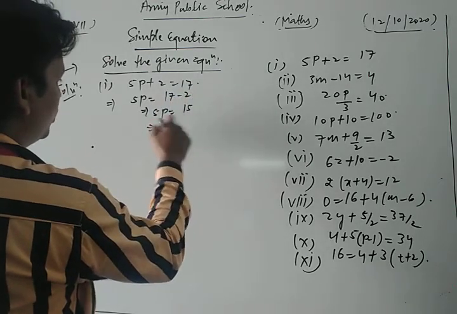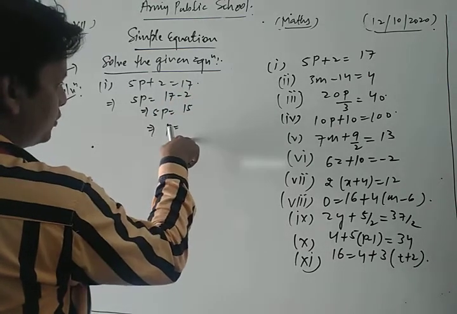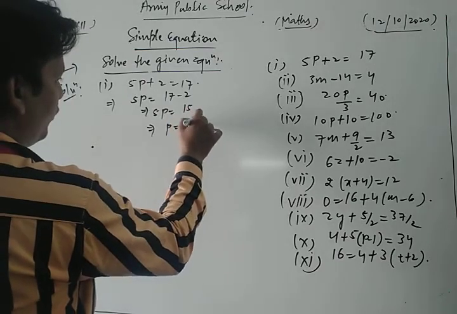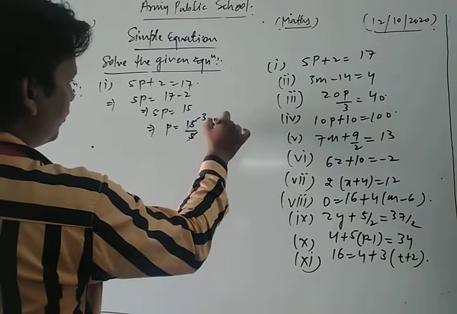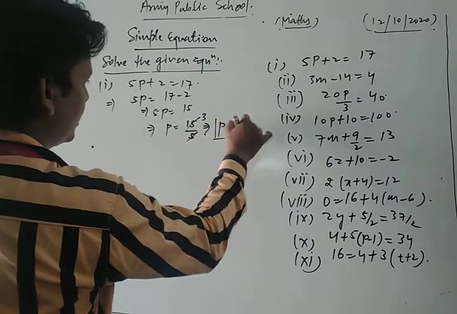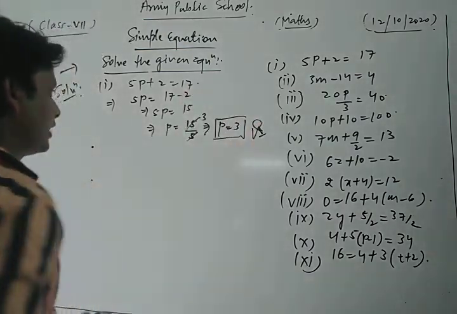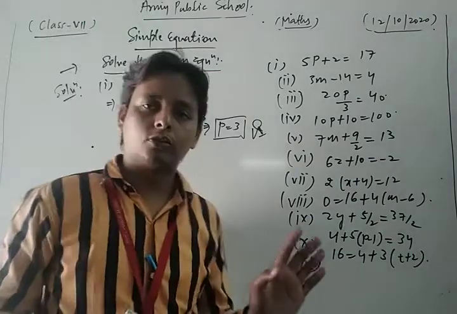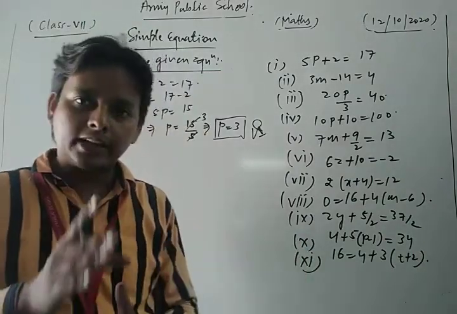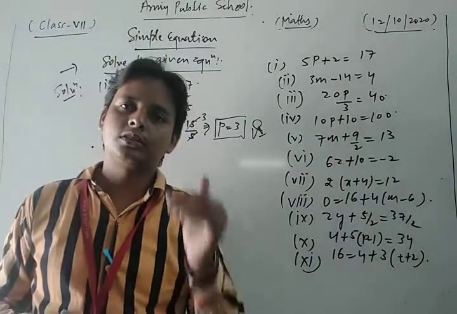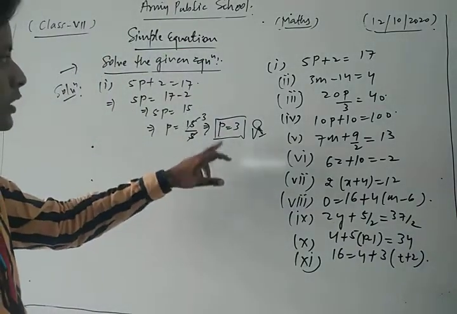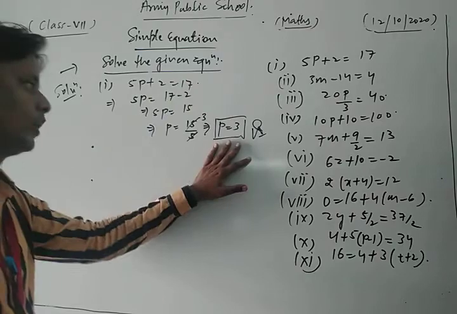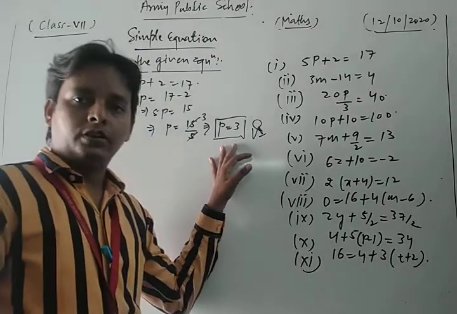That is, the value of p is equal to 15 upon 5, since 5 will come into the denominator. So 5 threes are 15. Thus the value of the variable p is 3. Dear friends, the value of the variable is known as the solution of the given equation. So here p is equal to 3 is the required solution of the given equation. This is our required answer.